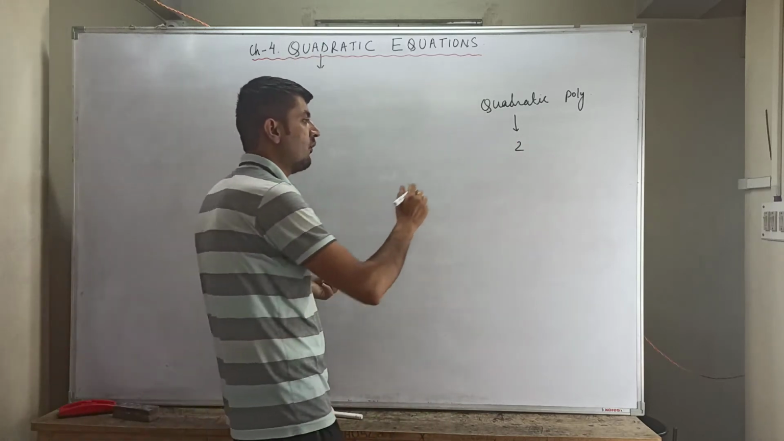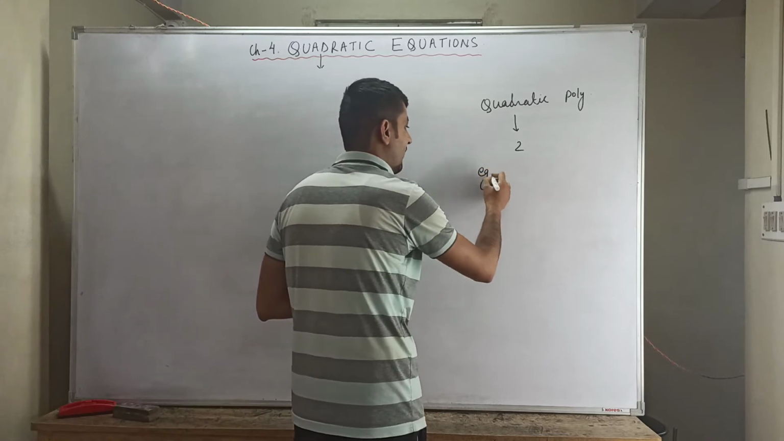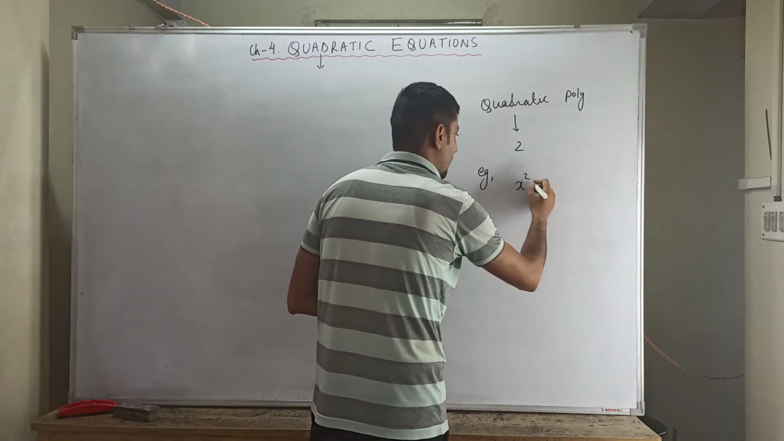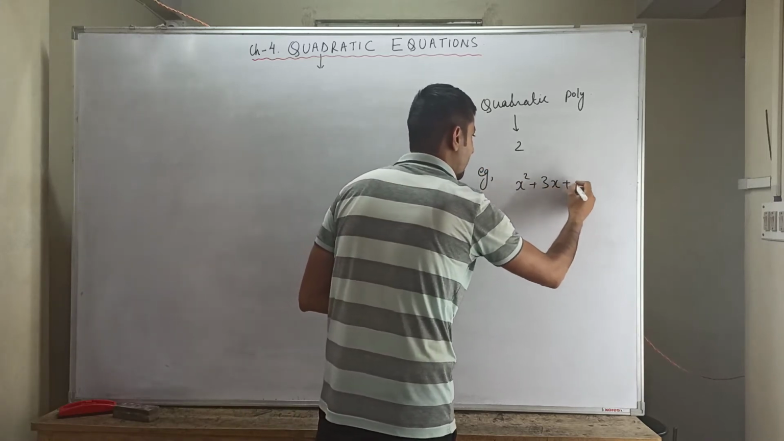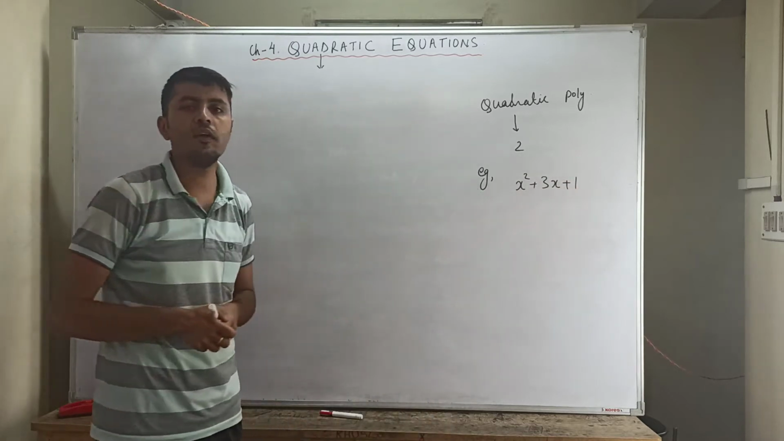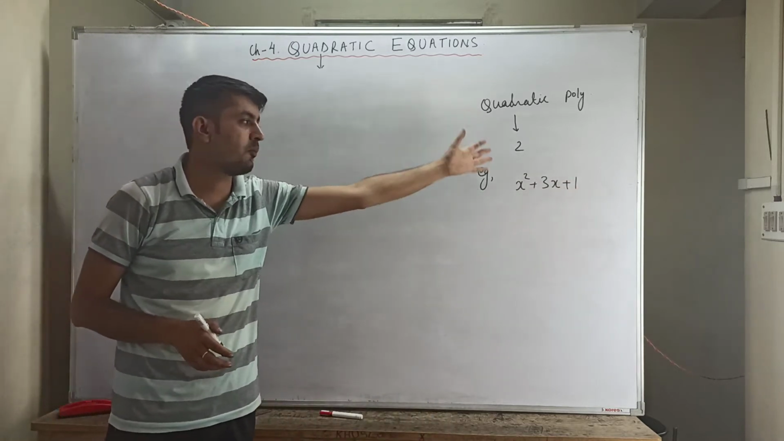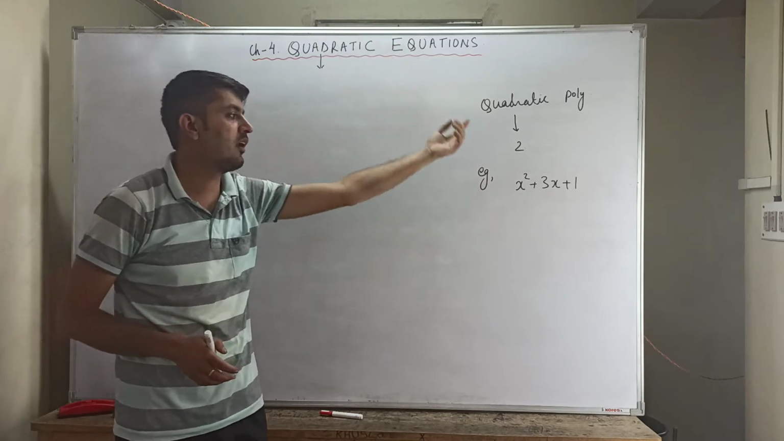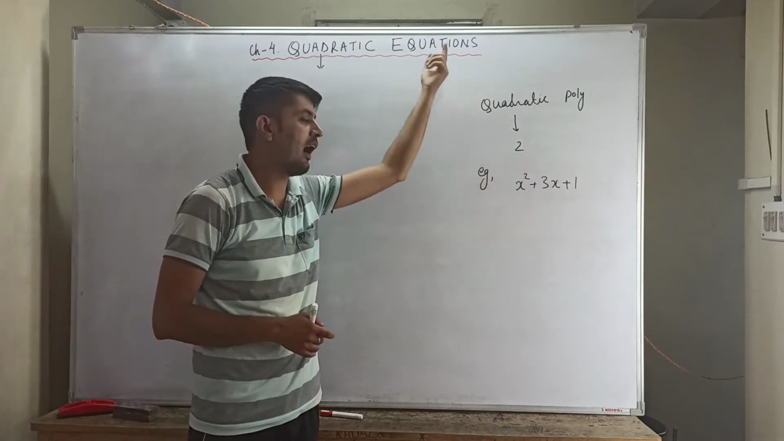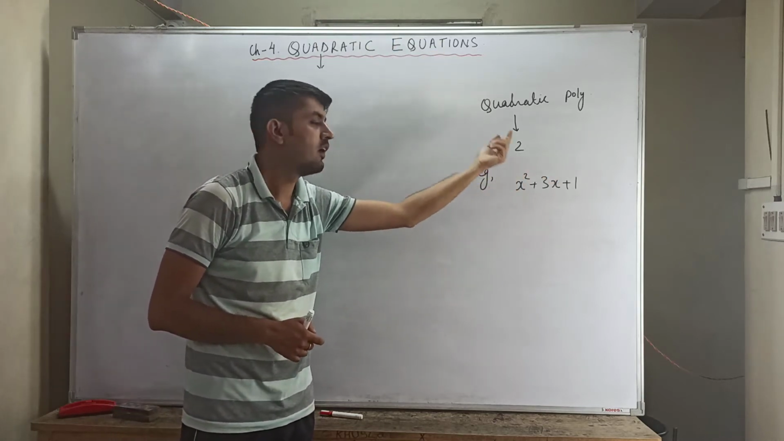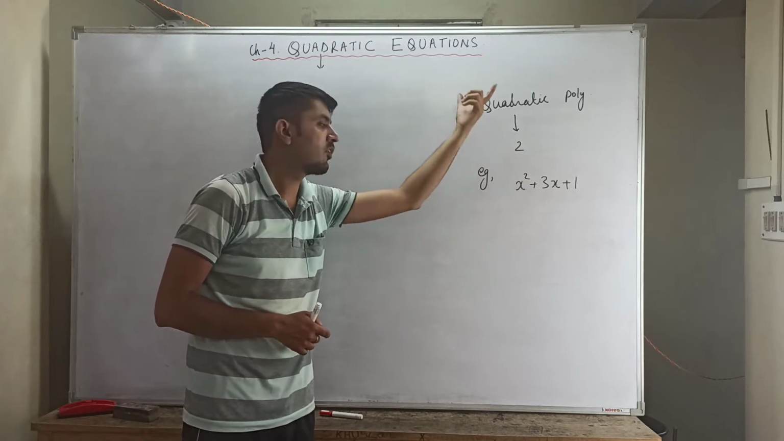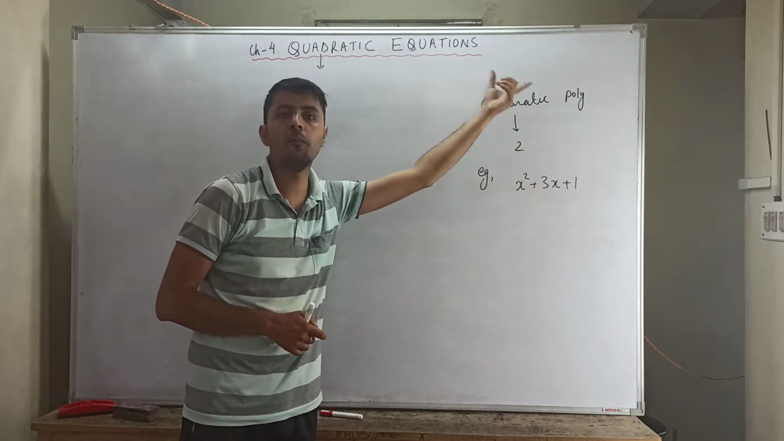Let me give you one example. Suppose I write x square plus 3x plus 1. This is a polynomial. What is the degree of this polynomial? The highest power is 2. So this becomes a quadratic polynomial.